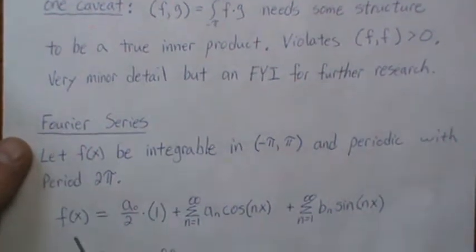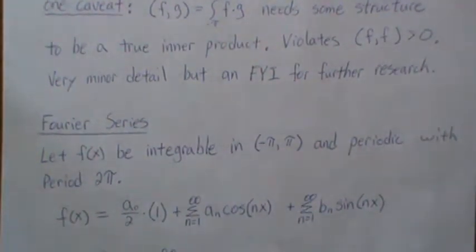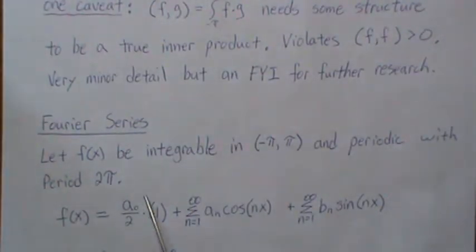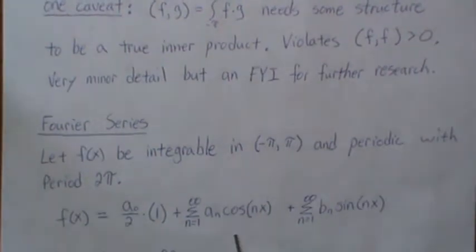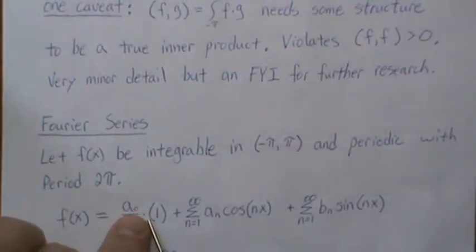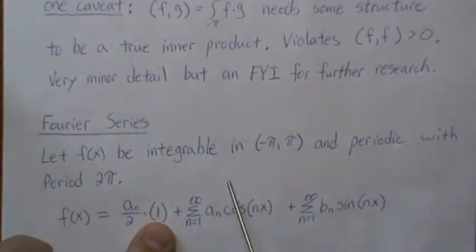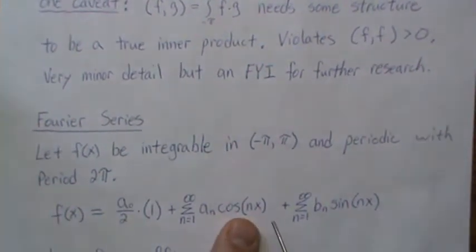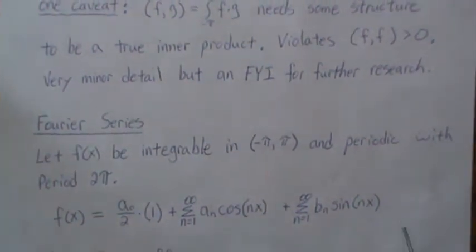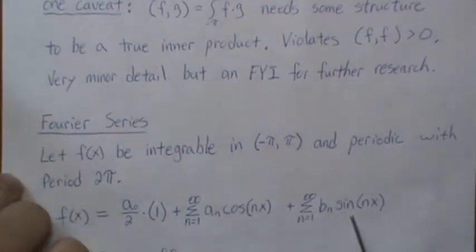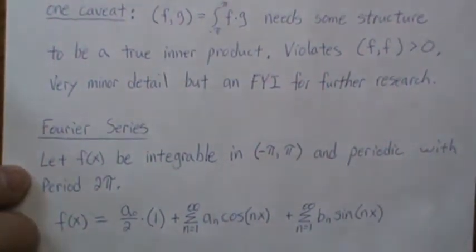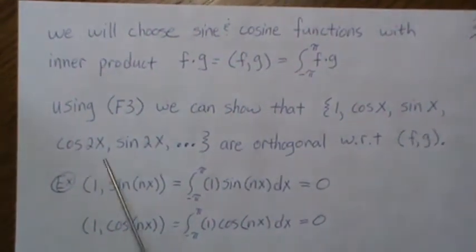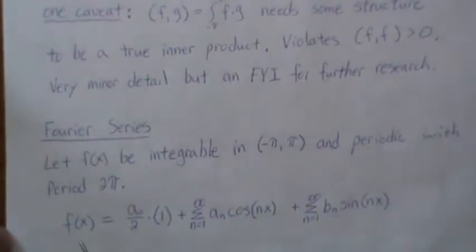So now this is it, and this is so magical. Any function that fits this, integrable and periodic with 2 pi, can be represented like this. And notice that 1 is a basis function. All these cosine functions are basis functions, and all these sines are basis functions. So this is literally a linear combination of our basis functions. So we take a linear combination and boom.